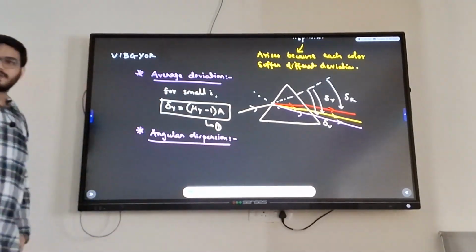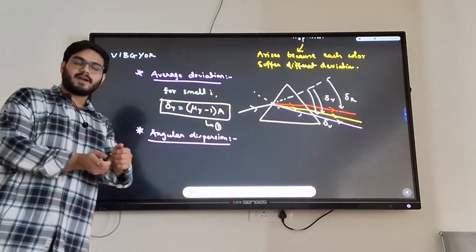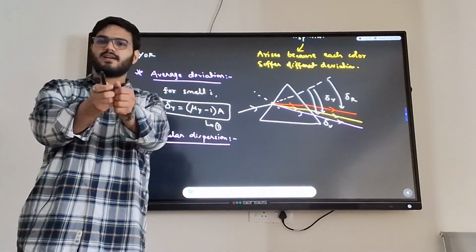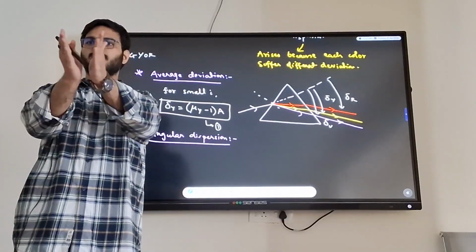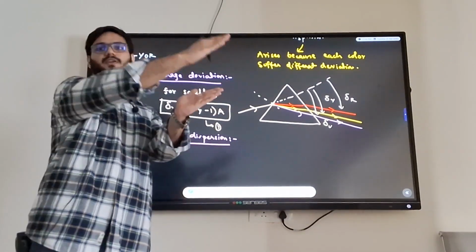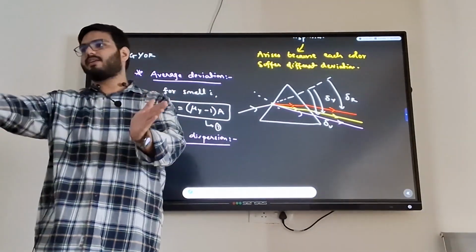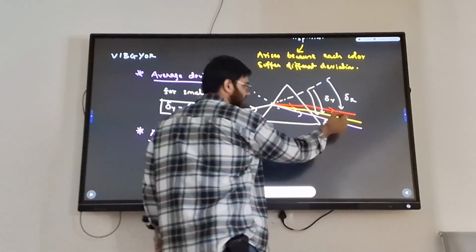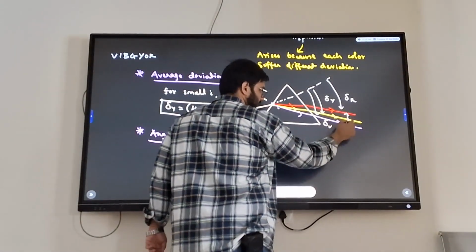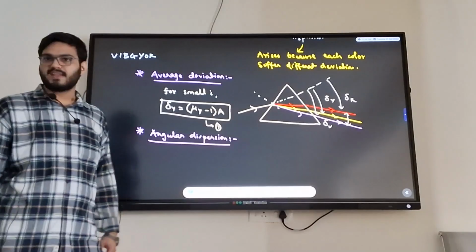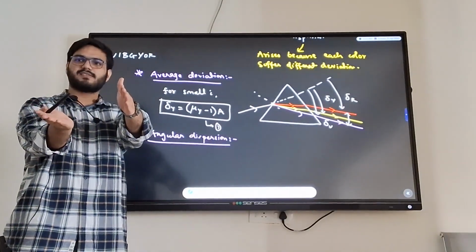What is angular dispersion? When the ray of light hits this prism, the colors come out separated. Then what is the angle for this spectrum? How much angle will it subtend? So what is this angle? This is the angle I'm talking about. That's the angle between the two extreme colors.